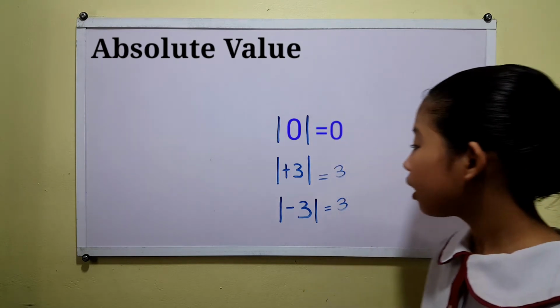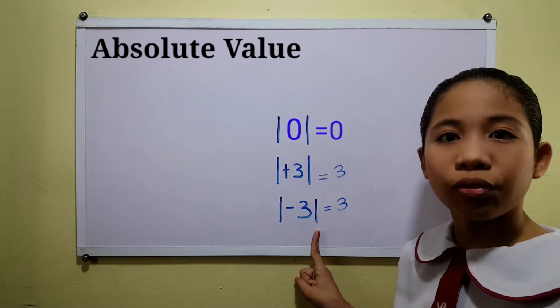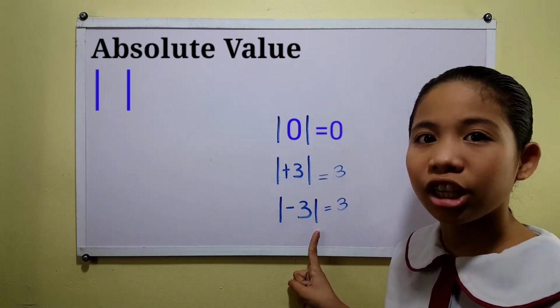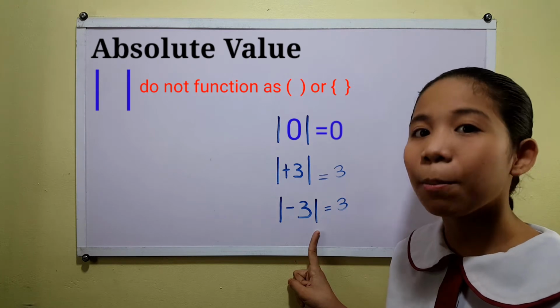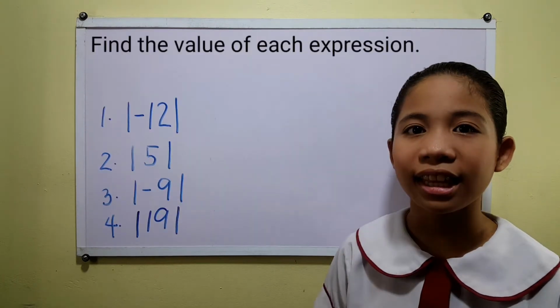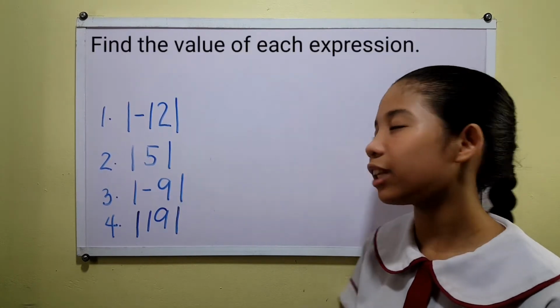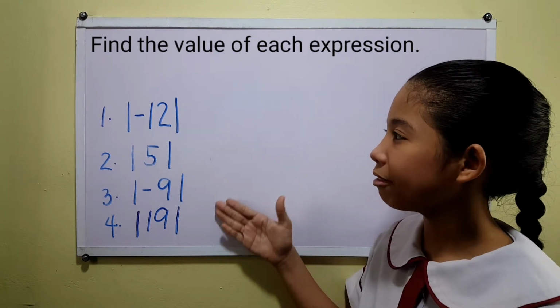Also, absolute value bars do not function as parentheses and brackets. In our first example, let us find the value of each expression.